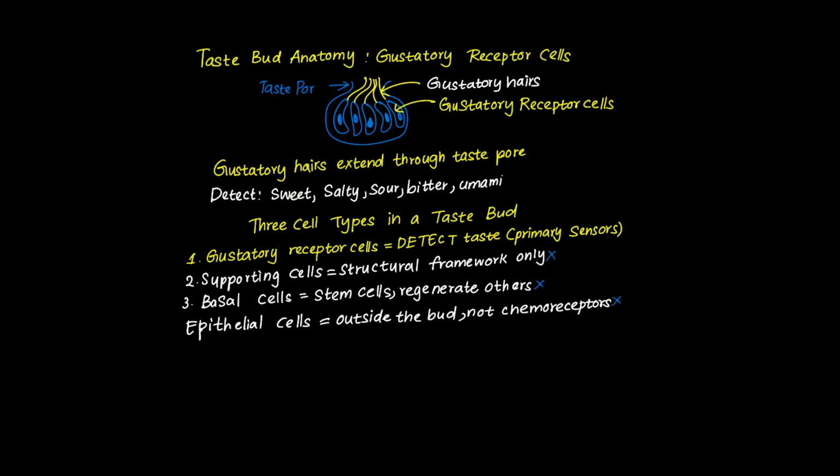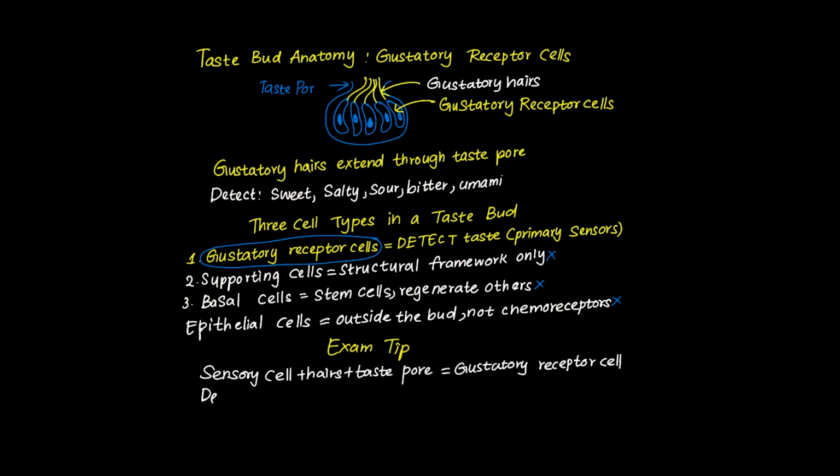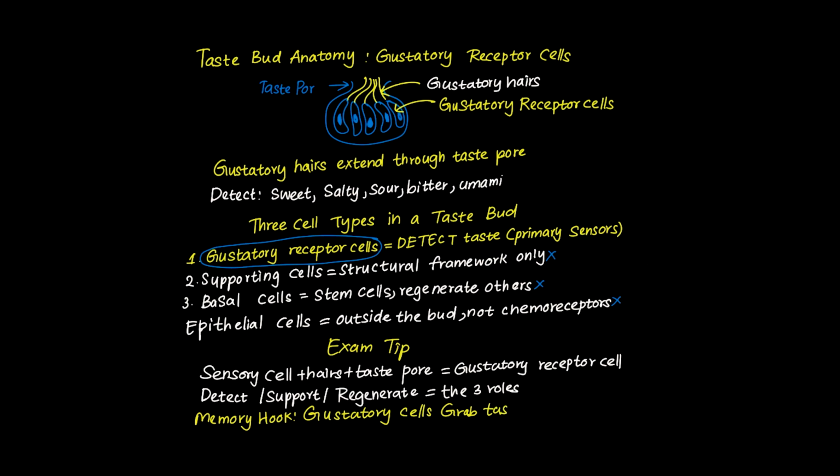Here's a WGU D312 OA exam tip for you. Primary sensory cell in the taste bud with hairs through the taste pore equals gustatory receptor cell. Know all 3 cell types. Gustatory receptor cells detect, supporting cells support, basal cells regenerate. Quick hook. Gustatory cells grab the taste through their hairs.